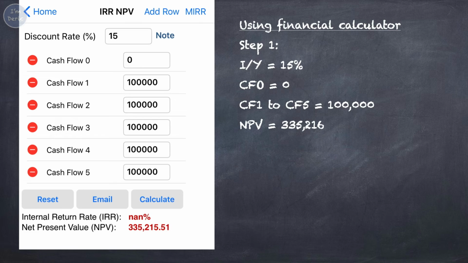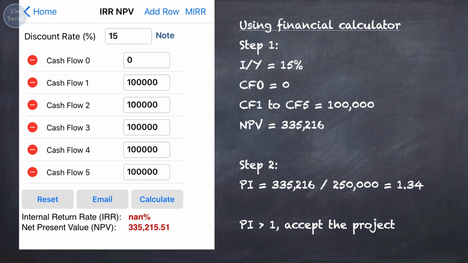This will yield an NPV of 335,216. This represents the present value of the future cash flows. Step 2. Divide 335,216 by the initial investment of $250,000. This will give you a profitability index of 1.34. Since the profitability index of this project is greater than 1, we will accept the project.